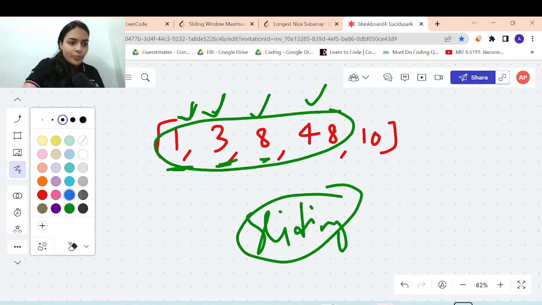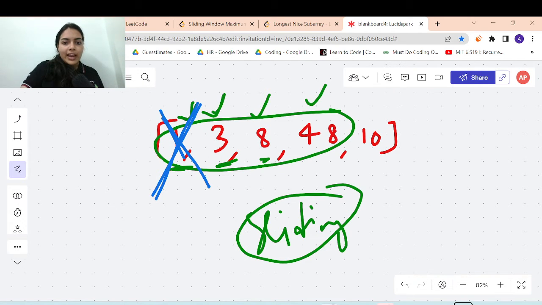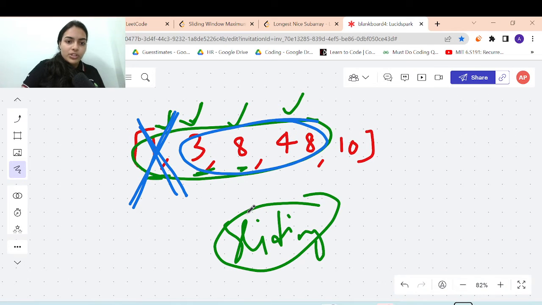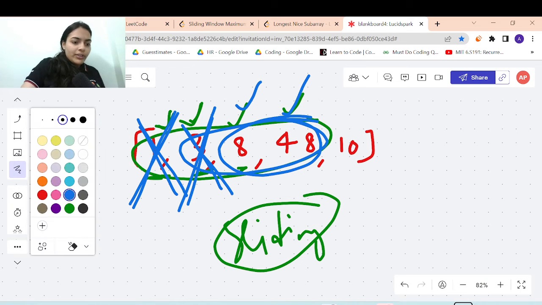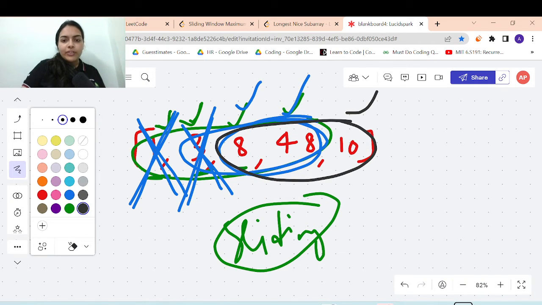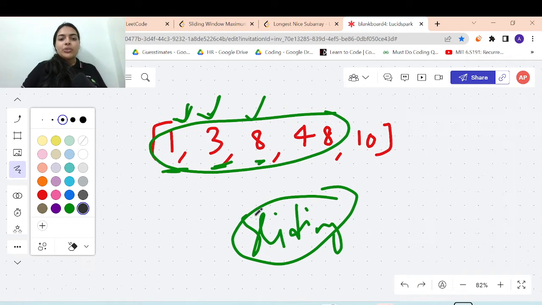Then what you do is remove elements from the backside and see whether these 3 satisfy the condition. Let's say these don't satisfy the condition, then you remove an element from the backside. Let's say now it satisfies your condition. Then you add elements further from here and continue with this subarray and so on. So this is the sliding window technique.